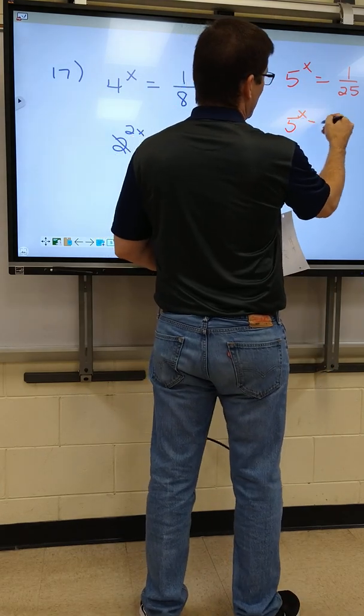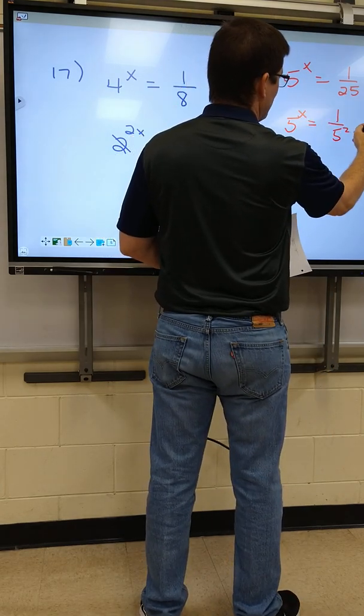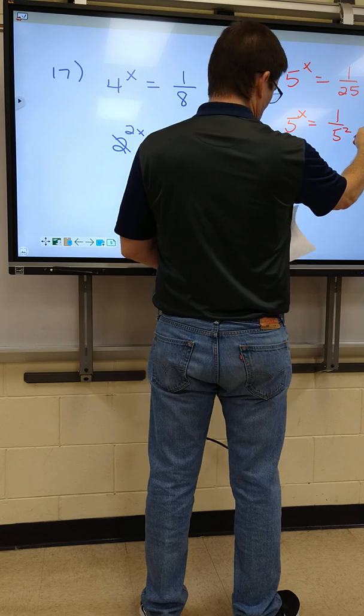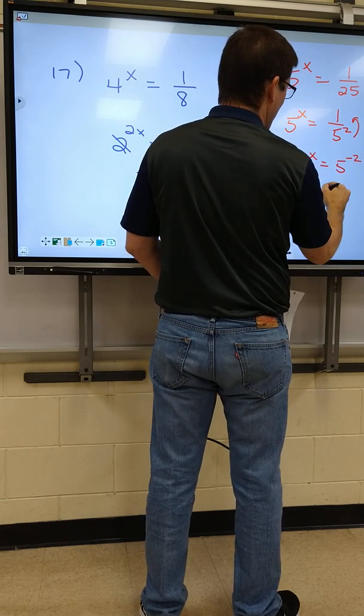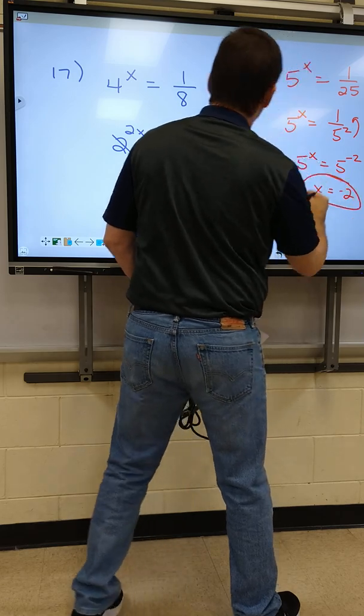Alright, so 18, we got 25 turns into 5 squared. When you move it up to the top, y'all got 5 to the x equals 5 to the -2. So that one wasn't bad.